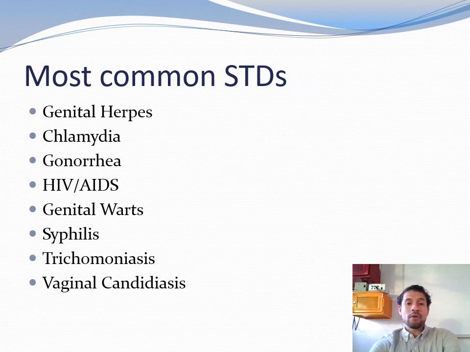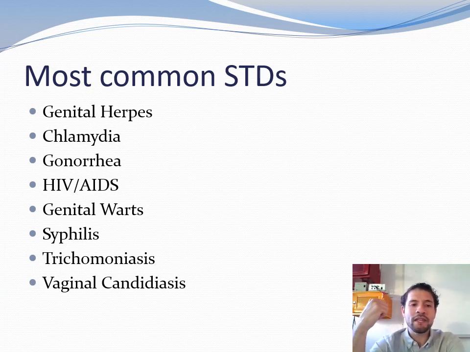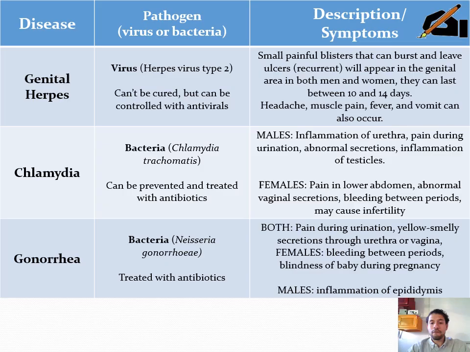Okay, we're almost done with our lesson. The most common sexually transmitted diseases that we're going to be talking about during this lesson are basically 8, if I'm not mistaken. 1, 2, 3, 4, 5, 6, 7, 8. Yes, so we got genital herpes, chlamydia, gonorrhea, HIV, genital warts, syphilis, trichomoniasis, vaginal candidiasis. Those are our 8 sexually transmitted diseases. There are other kinds of diseases, yes. These are the most common ones that we might be having around the world, that we might be having in Mexico. So on the following slides, we will have information for each one of them.